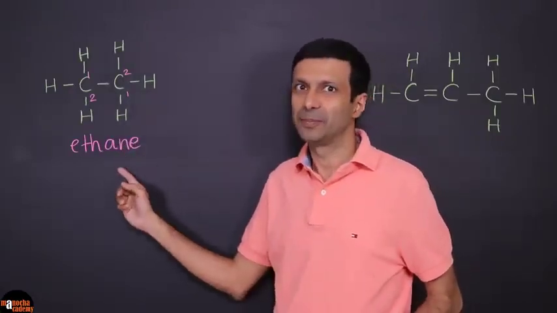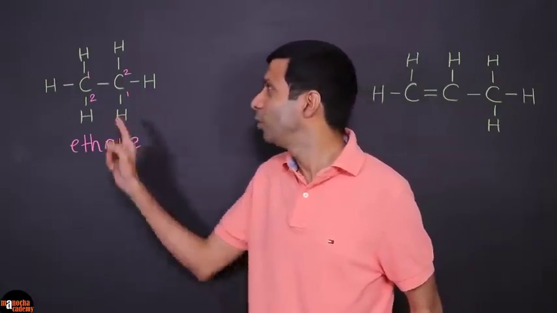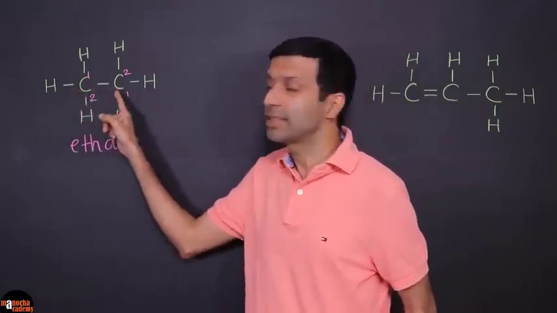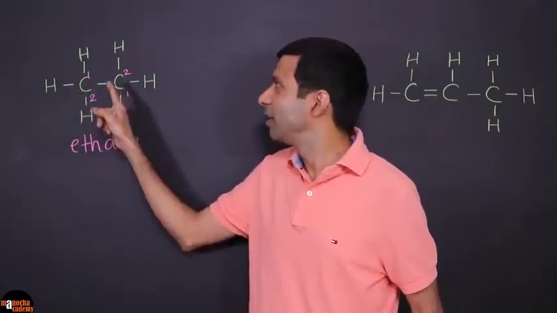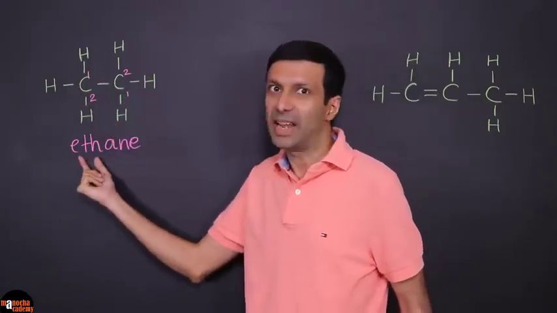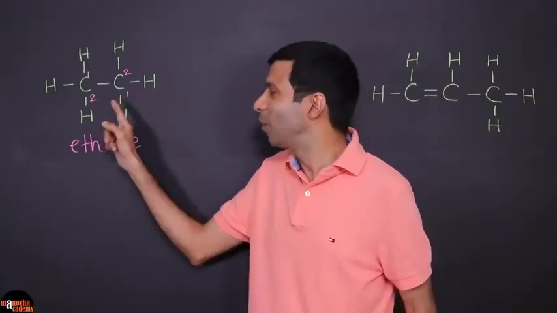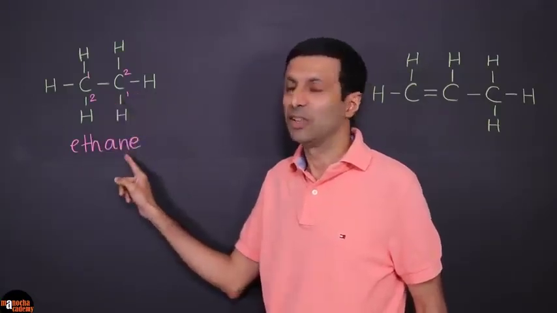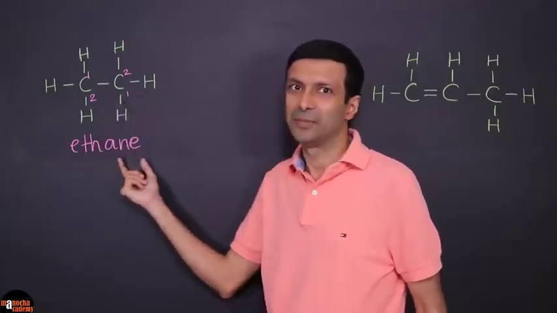It's ethane. So what did we have to do? Look for the longest continuous carbon chain, number it forward and backwards, and find the name based on it. It was eth. And since there are only single bonds, it's an alkane. So it's going to be ethane.